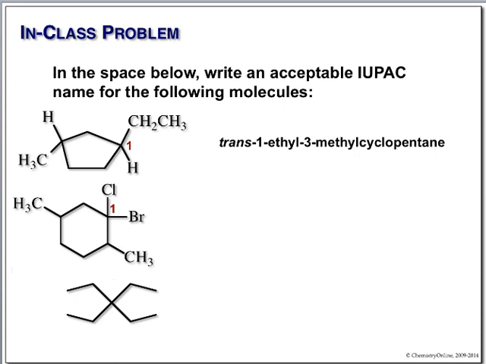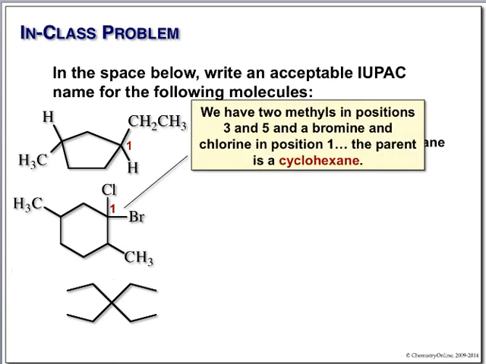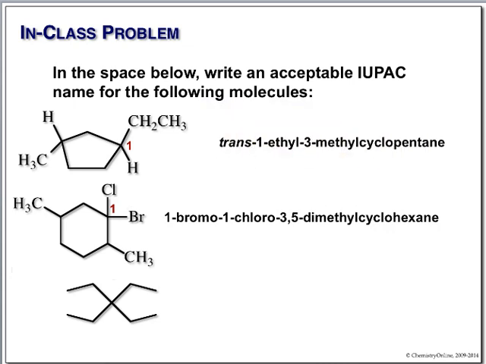They're both on carbon number 1. And we have 2 methyls. We don't have stereochemistry shown, so we don't have to indicate it. 1-bromo, 1-chloro, 3,5-dimethyl cyclohexane. Actually, that's not right, is it? Yeah, it should be 2,5. I'm sorry. So let's change that. 2,5-dimethyl cyclohexane.